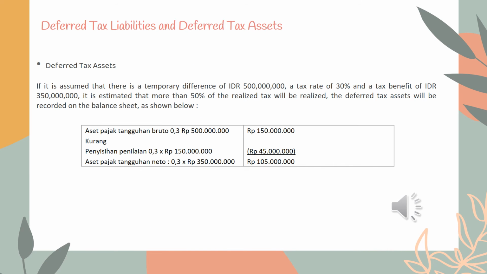Then the example for deferred tax asset. Assume that there is a temporary difference of 500 million rupiah at a tax rate of 30% and a tax benefit of 350 million rupiah, and it is estimated that more than 50% of the tax benefit will be realized. The deferred tax assets will be recorded on the balance sheet as shown below.